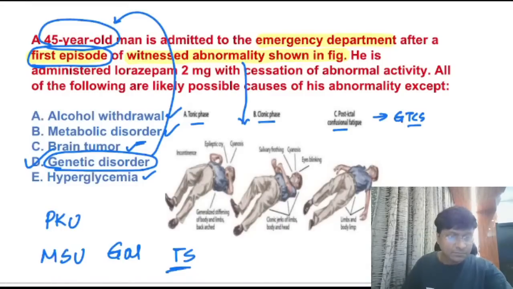Okay, right. So if you miss seeing the age of the patient, then you will miss this particular question, right? Yes, so definitely this is one of the silly mistakes if you get this particular question wrong, right? So the answer is the genetic disorder, right?